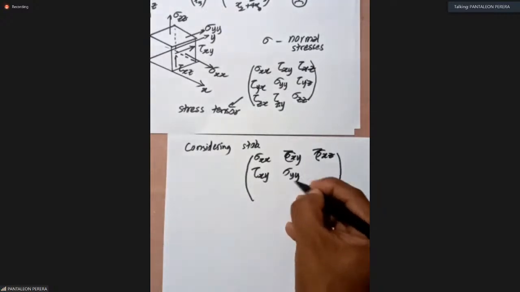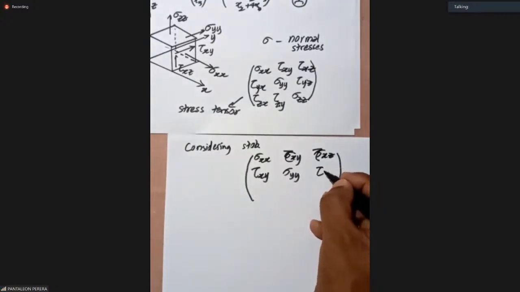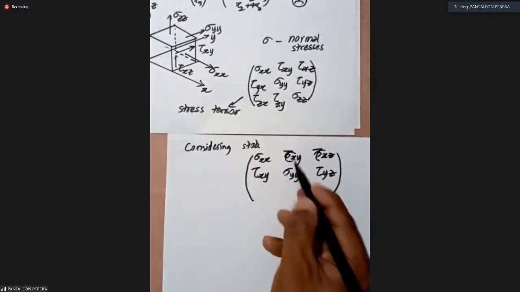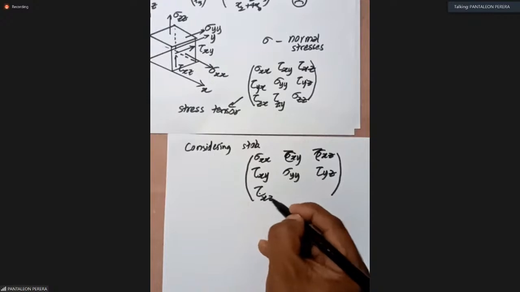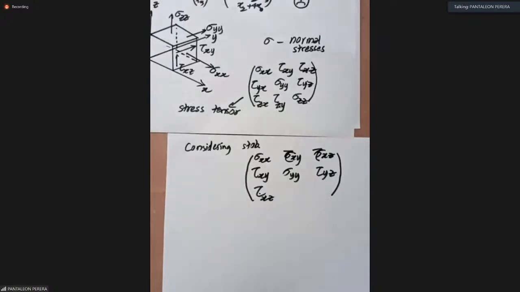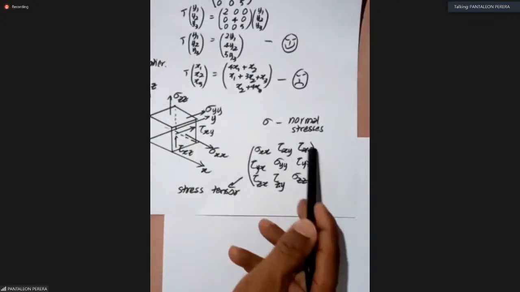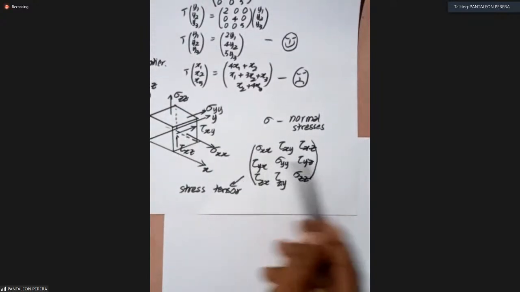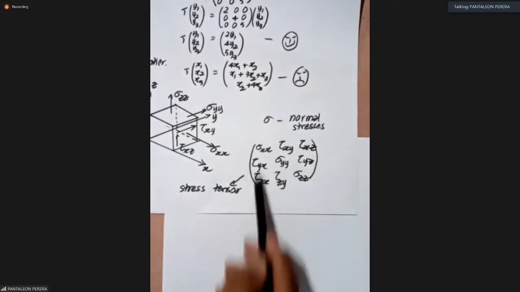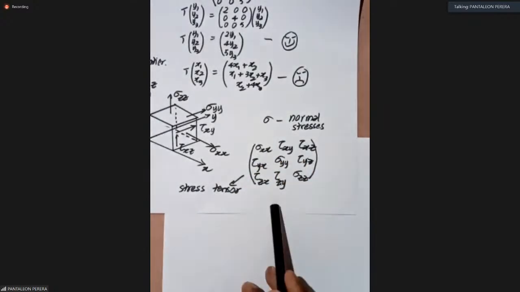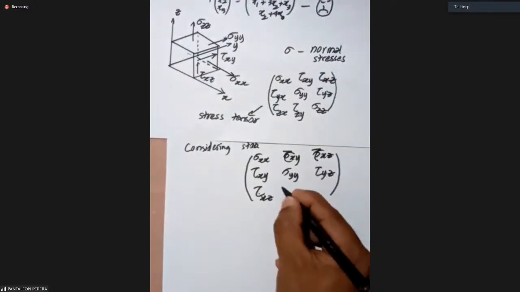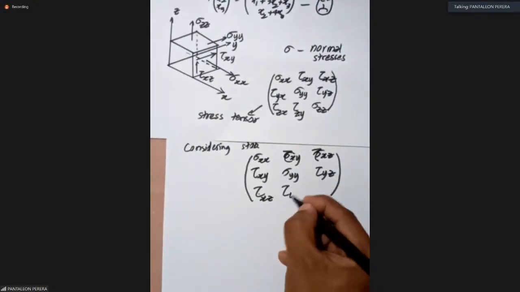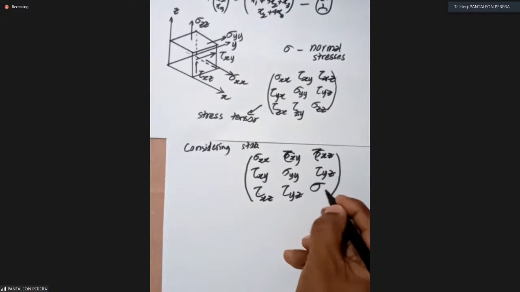Those two are equal. Now, these two are also equal. So I will write tau xz instead of zx, to make our matrix notation neat: 1,1, 1,2, 1,3. This row is for x, this row is for y, this is for z. This column is for x, this column is for y, this column is for z. Now, if I write it like this, it is symmetric.